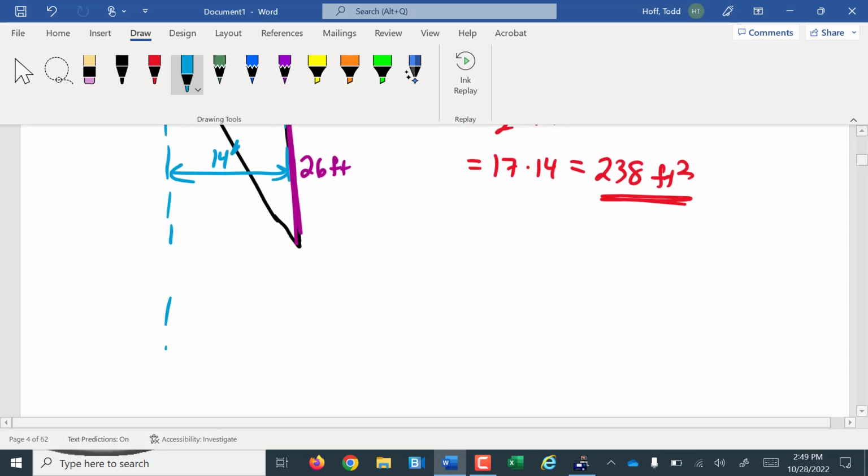I could extend it all the way down here if I want to, and that distance would still be 14 feet. One of the definitions of parallel lines is lines that are always the same distance apart. So no matter how far I extend those bases, they're always going to be the same distance apart.